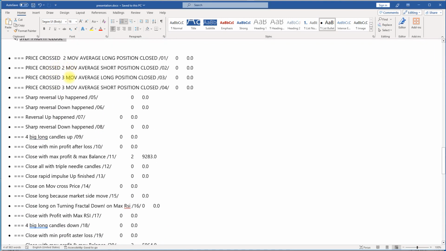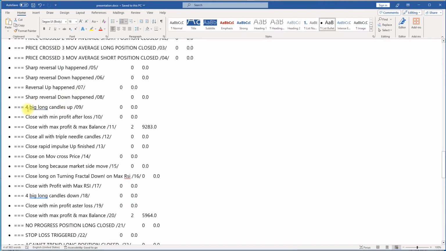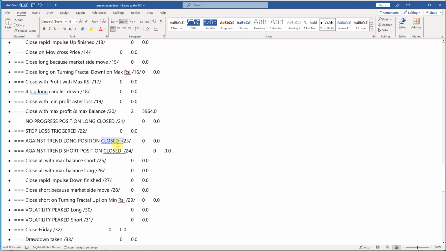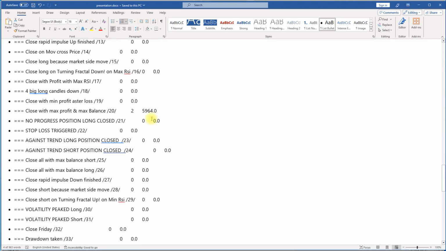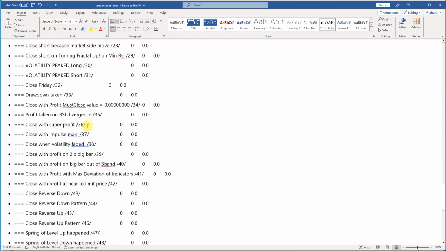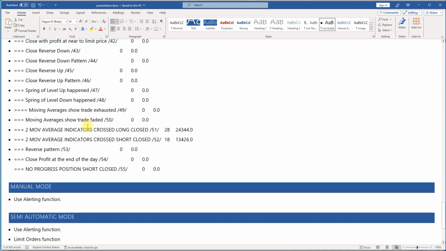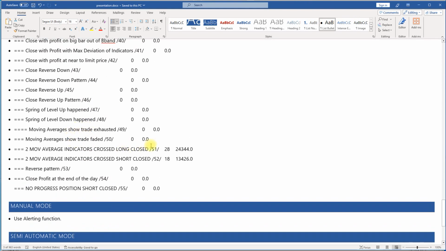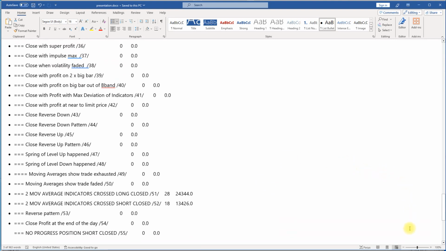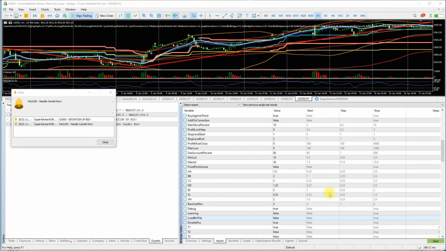So you see there are 2 moving averages, 3 moving averages, 3 big long candles, fractals down. Again, you can adjust it. You see there are all the results. Somewhere they are switched off, somewhere you can switch them on. This is just a result copied from a file, which the robot also generates at the end of the trade. Everything is recorded in the file.